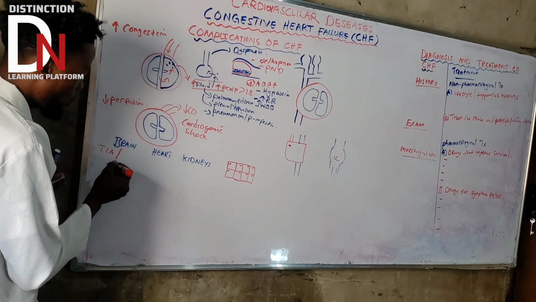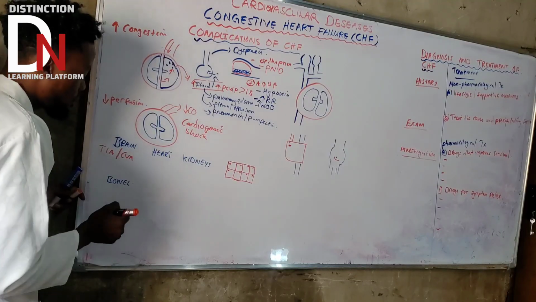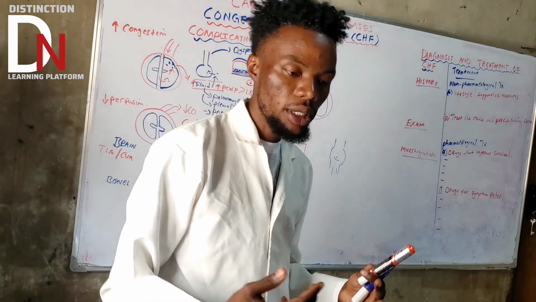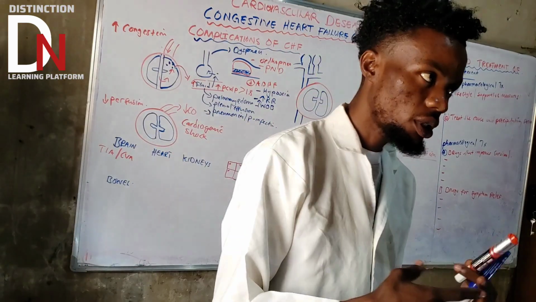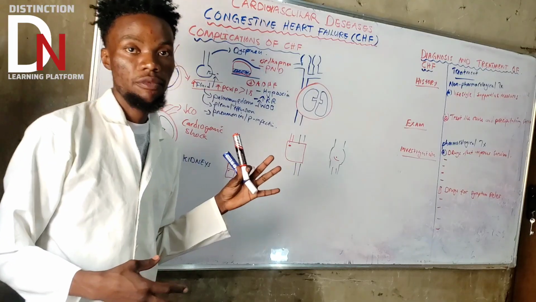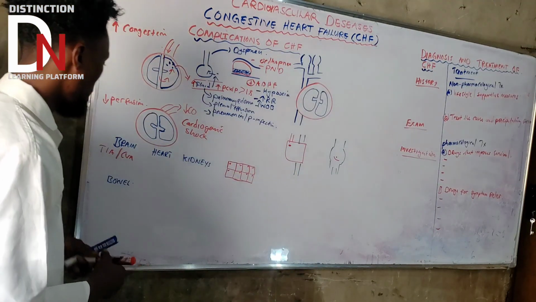Okay, what else apart from TIA? There is also CVA, cerebrovascular accident. That will basically just affect the brain. If low tissue perfusion affects the brain, they are more likely to develop encephalopathy, like TIA or CVA. Then let's go to the heart.